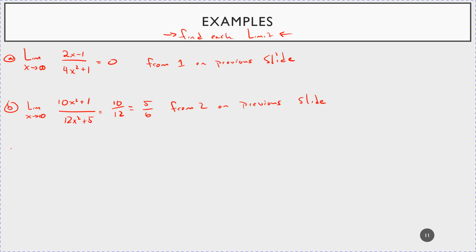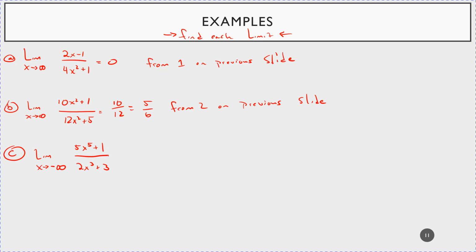Now let's try this one. This one's really interesting actually. Okay, let's look at the limit as x goes to negative infinity of (5 times x to the 5th power plus 1) divided by (2x cubed plus 3).